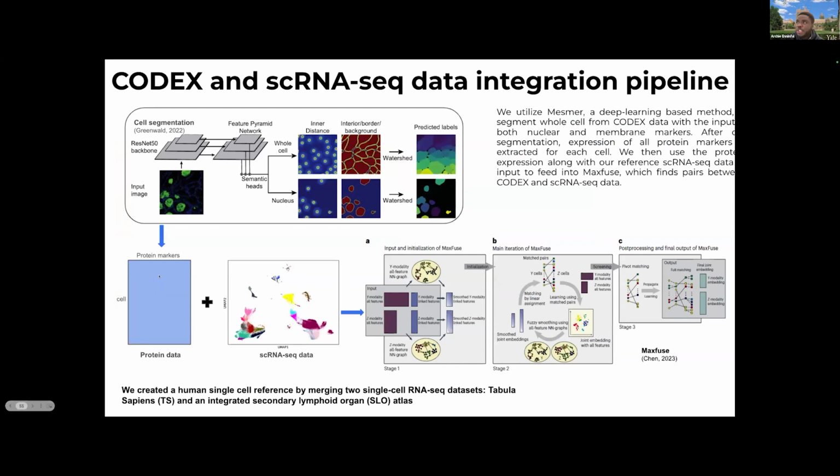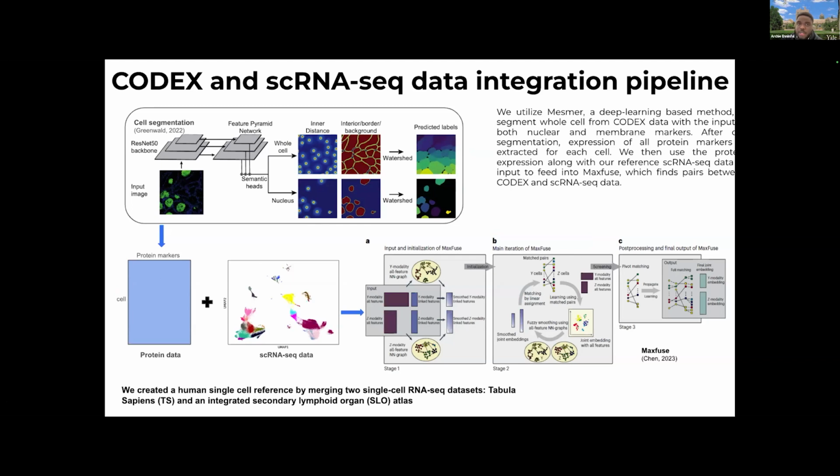So in terms of our data integration workflow, we perform cell segmentation using DeepCell. It's a Mesmer-based method. So once we finish the cell segmentation, we proceed to annotate the CODEX data set. And to do this, we curated a single cell RNA-seq reference data set from multiple different sources, including the Tabula Sapiens and the SLO Atlas.